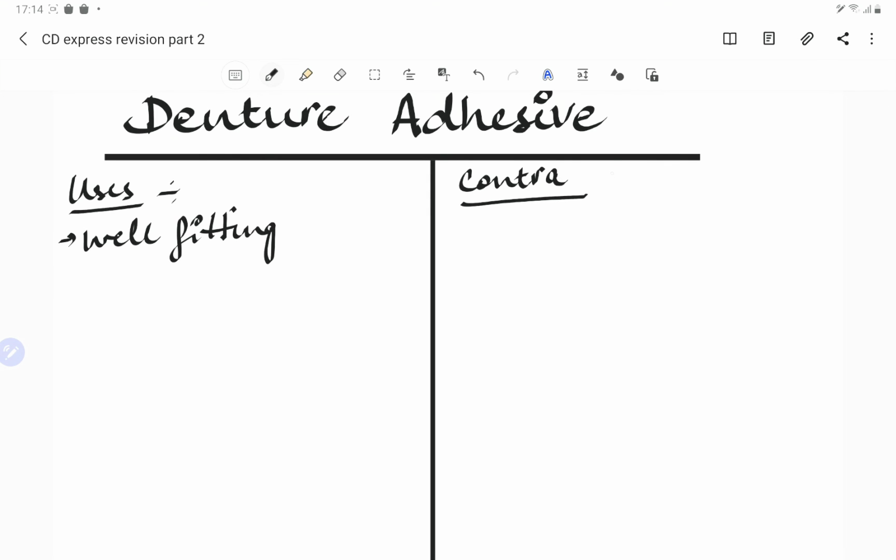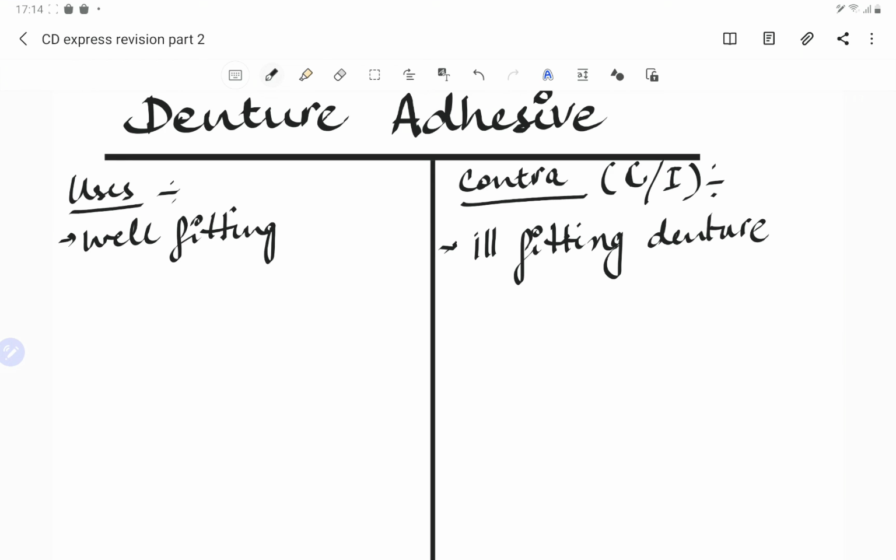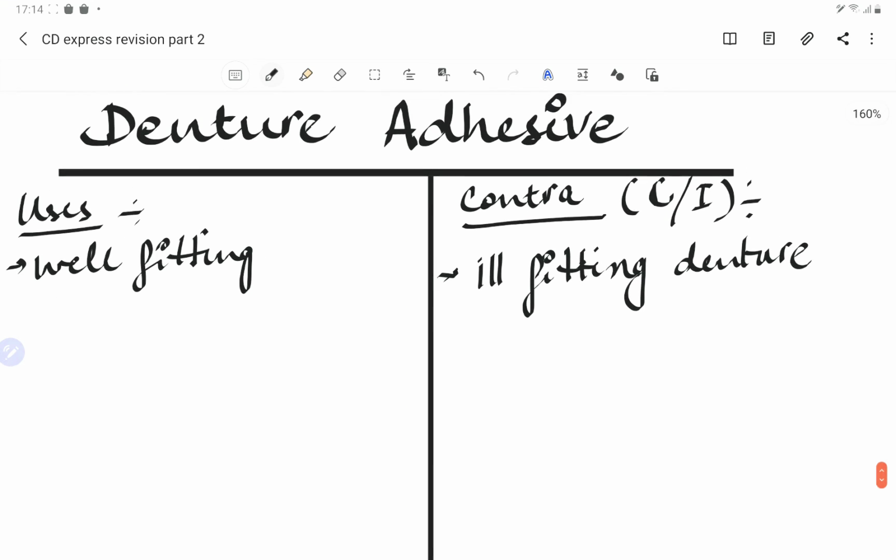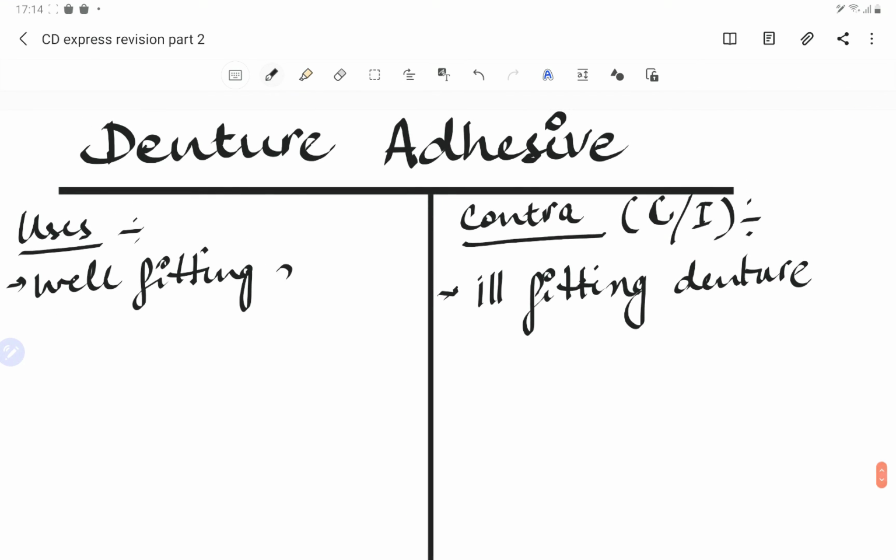It is contraindicated in ill-fitting denture. You must be surprised to know that. We don't use denture adhesive in ill-fitting denture. We do the relining procedure for ill-fitting denture. We do not give adhesive and send the patient. Until and unless you know the relining procedure, you don't do it, because you learn the relining procedure. Or if you don't know at all, and the patient can afford, you can make one more denture. So denture adhesive is given for well-fitting dentures, or moderately fitting also you can give.